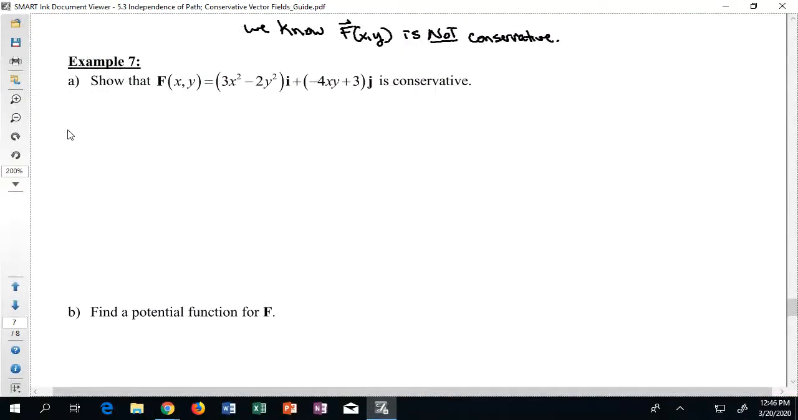We're going to take a look here at example number 7. This will actually be our last example for this particular section. Again, our goal is to try to see how we can take all the ideas from this section and start to combine them to understand how to show that a vector field may or may not be conservative. So let's see. I want to show that this vector field is conservative.